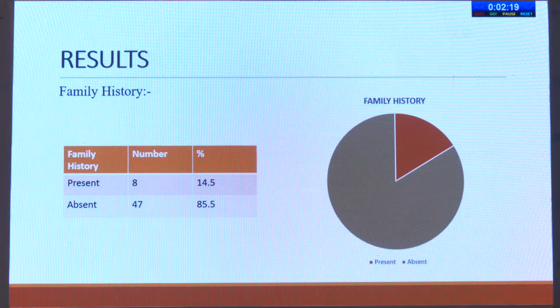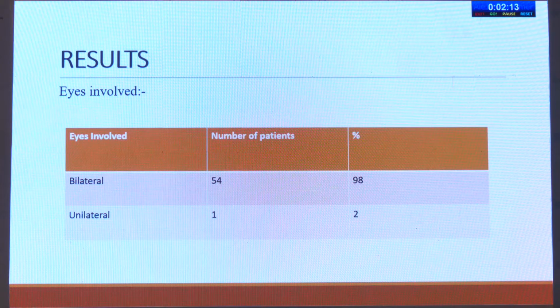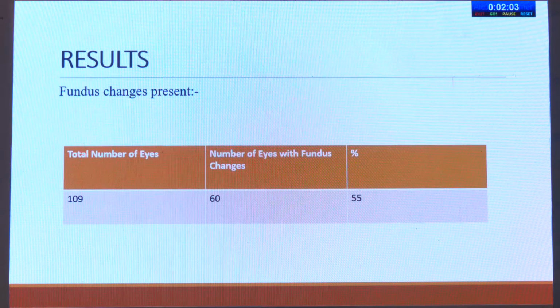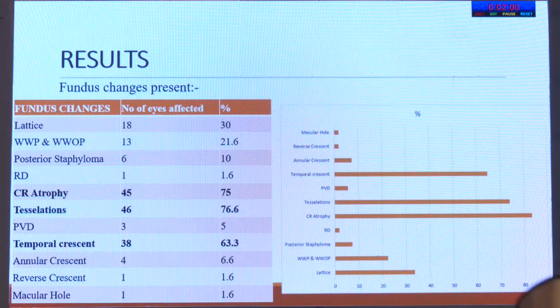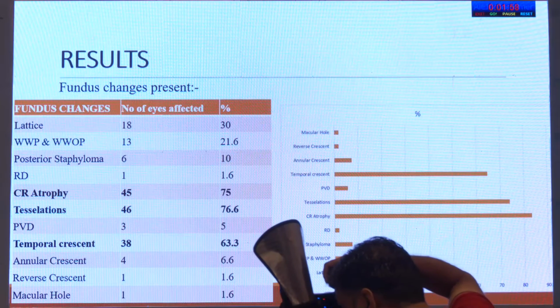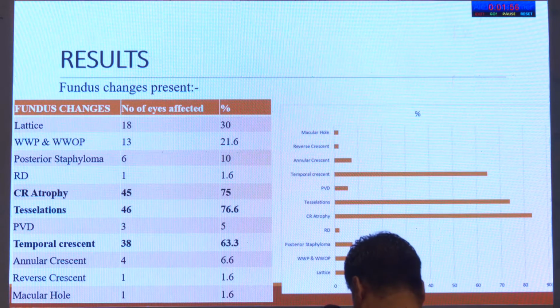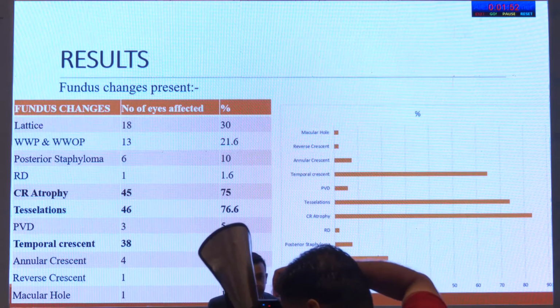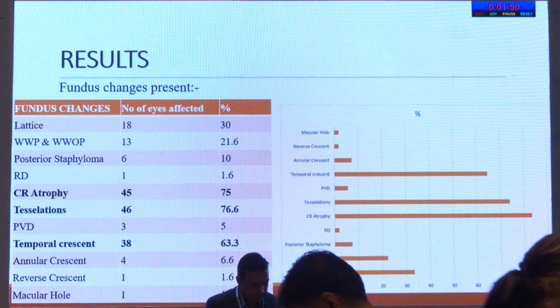Family history was present in 14.5% and absent in 85.5%. Eye involved: the majority was bilateral with 98% and unilateral only in a single case. The fundus findings: fundus changes were present in 55% of cases. The majority of fundus changes present are CR atrophy with 75%, tessellation with 76.6%, and temporal crescent with 63.3%.